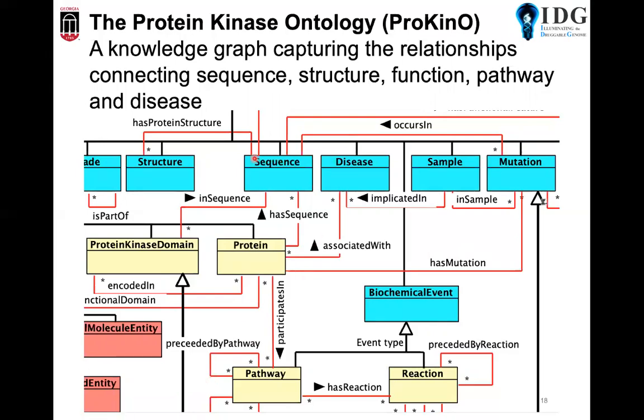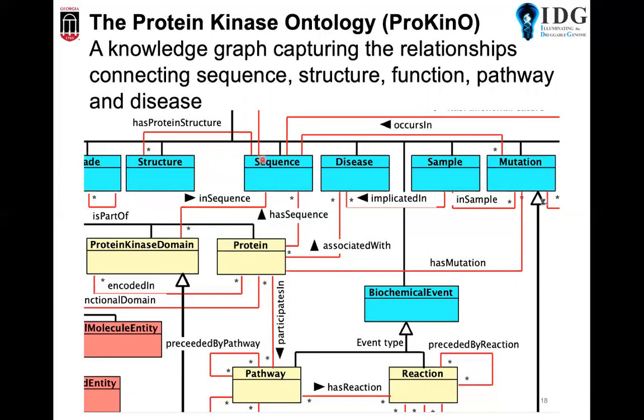So within the protein kinase ontology, which we view as a knowledge graph, this really links major concepts such as sequence, disease, proteins, and pathways as classes, and it explicitly captures the relationships between these different concepts or classes. For example, a protein is associated with a disease, and this particular protein participates in a pathway, and this pathway has a reaction, and so on and so forth.